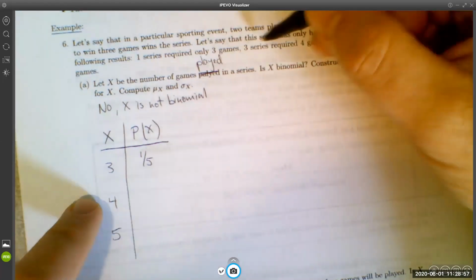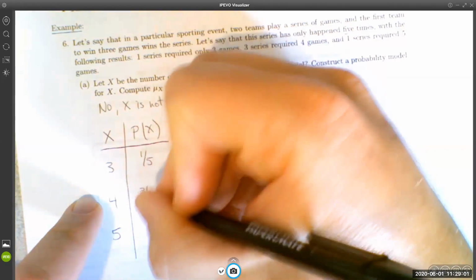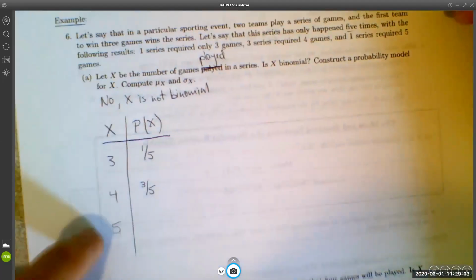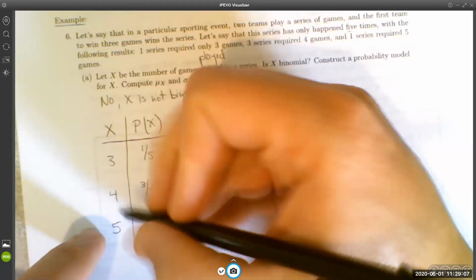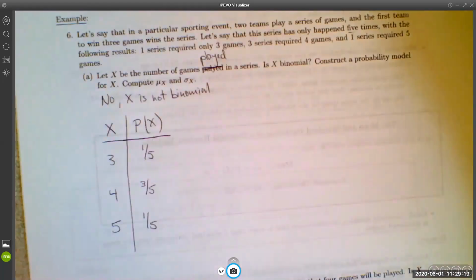Probability you need 4 games in the series, it says 3 of the series needed 4 games. So that would be 3 out of 5. And then probability you need 5 games in the series, it says 1 series required 5 games. So that would be 1 out of 5. And if you add that up, you get 5 out of 5, so everything makes sense. Right, it's looking good. So that's our probability model. And then finally, it says compute mu sub x and sigma sub x. So let's do that.